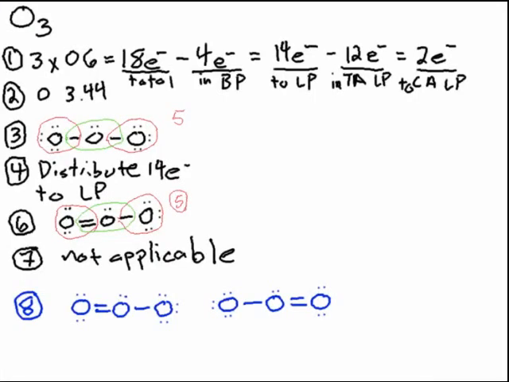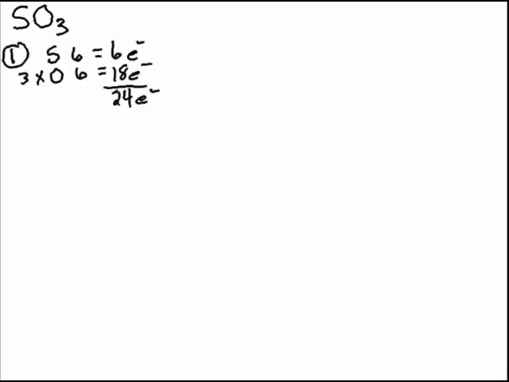The resonance structures of ozone show the equivalence of the 2 possible configurations. The double arrow represents the equivalence of the 2 structures. Another example of resonance in Lewis structures is the molecule sulfur trioxide.